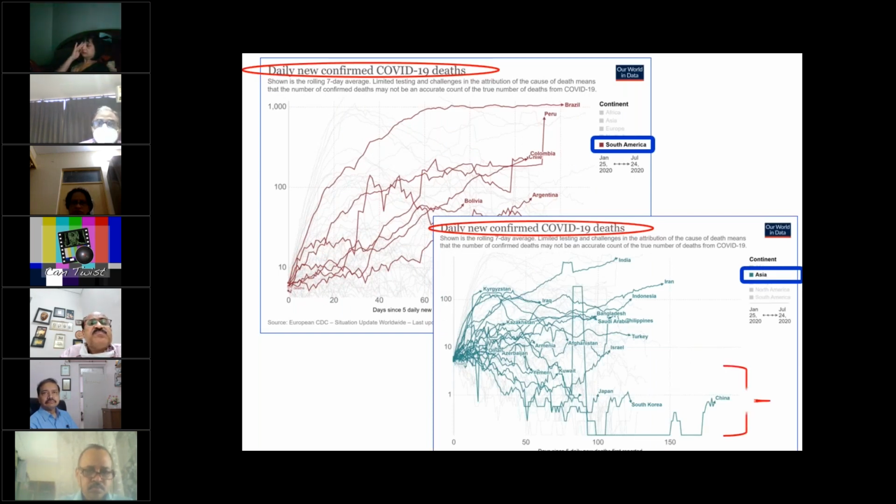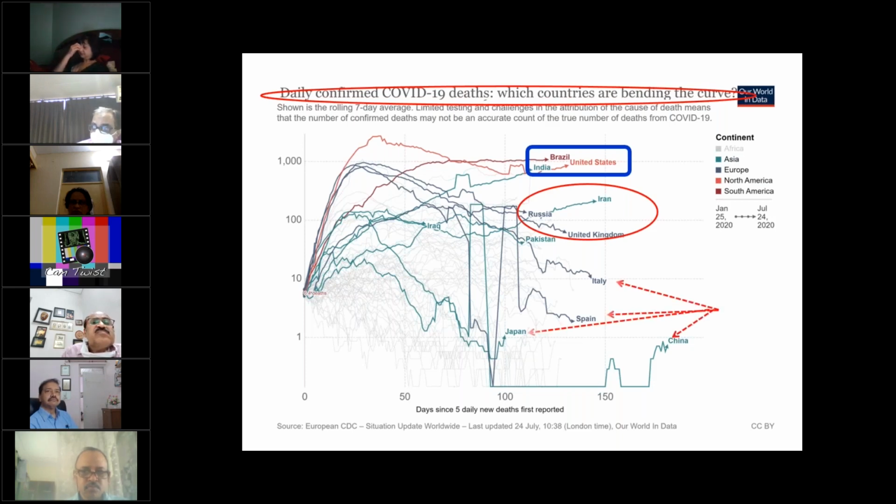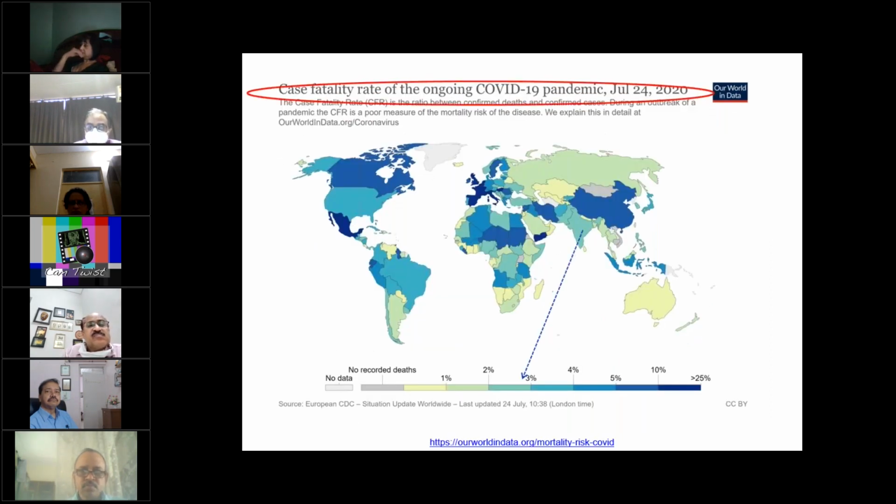So I've just broken it up country-wise as well. If you see India, Brazil, and USA, we are at the top. UK, Russia, again, they have not really flattened it till now. But countries like Italy, Spain, Japan, China are at the bottom now. Lastly, case fatality rates. Presently, we are around 2.4, 2.5%.